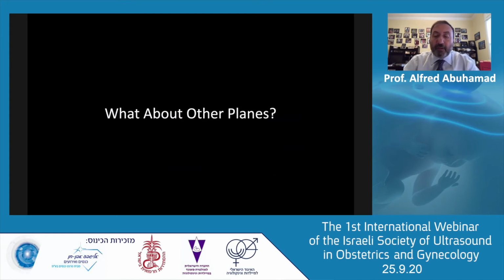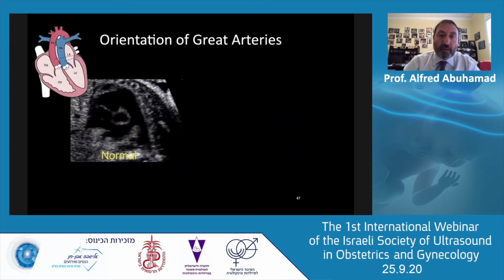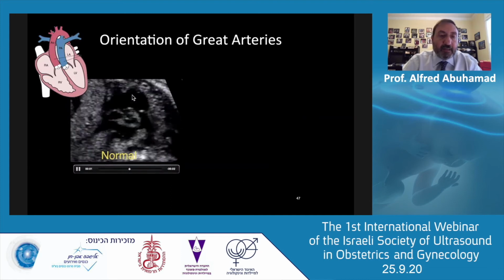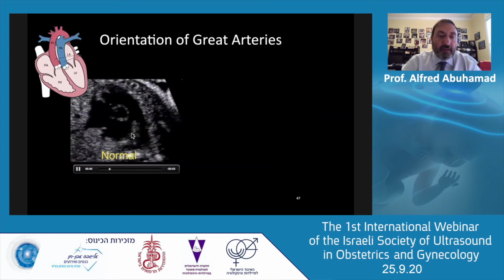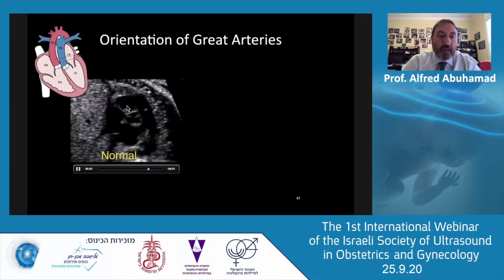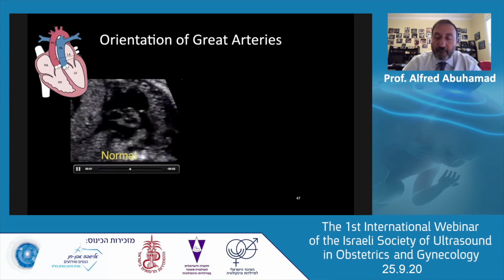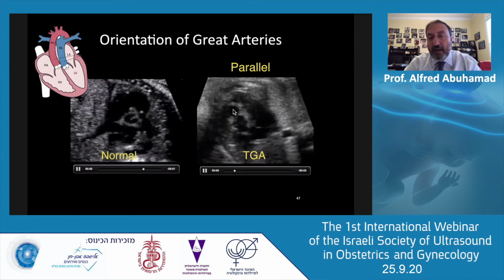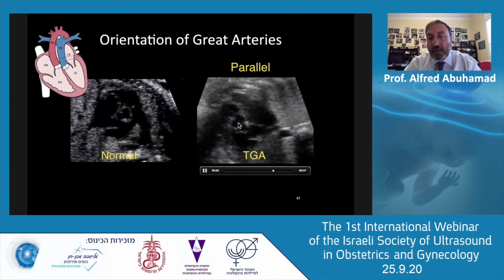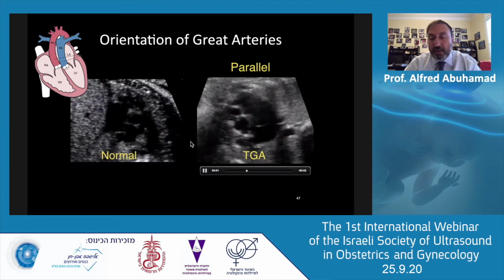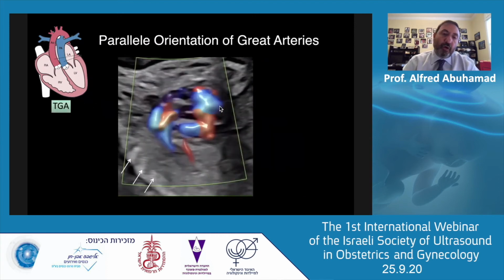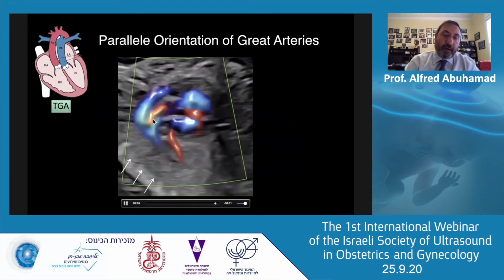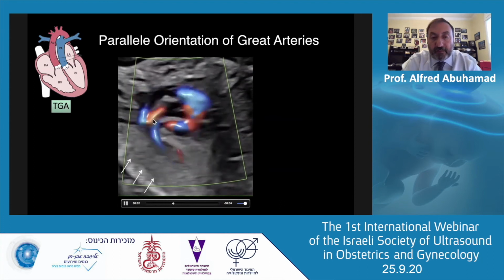So what about other planes? So when you look at the orientation of the great vessels, you see the long axis of the pulmonary artery with its division. Here's the right pulmonary artery, the ductus, and the aorta is on cross-section. In the presence of transposition of the great arteries, the vessels are in parallel orientation, and you see them both in cross-section like this. And if you go to the oblique view, you will see that the vessels are parallel as they come out of the respective chambers.